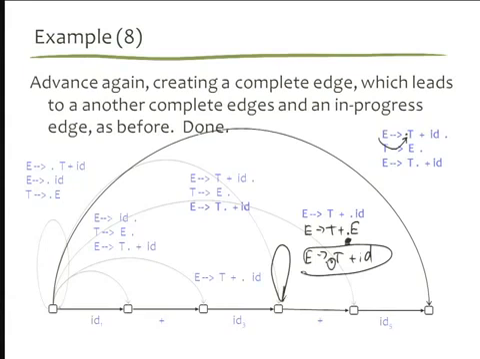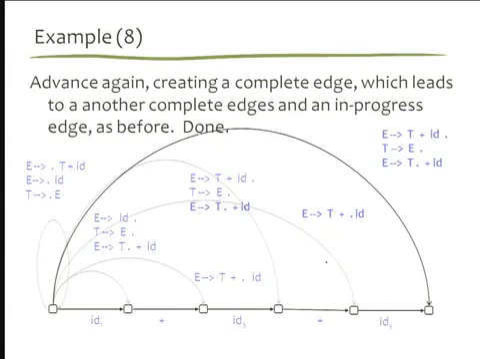So we are not showing the prediction here because prediction is usually the easy part. It is the completion that usually puzzles people, and then moving this across T.